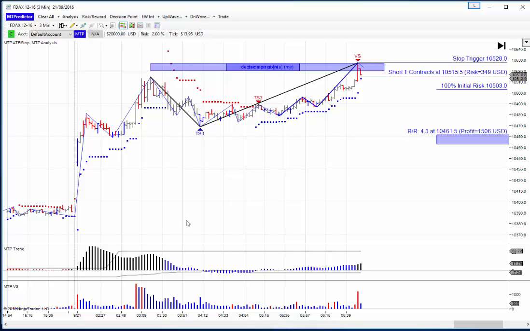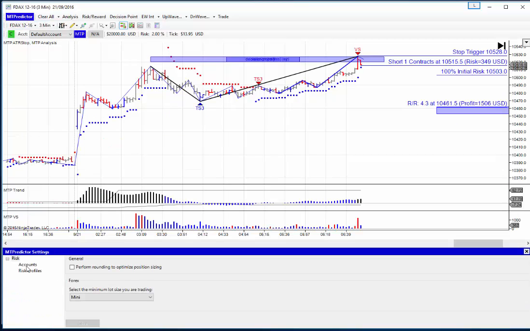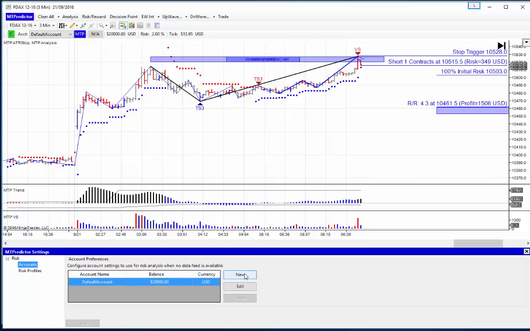So in other words, this keeps your position sizing the same and constant across different markets, even if they're traded in different currencies for your same trading account currency. You can actually set up different accounts. If you go to preferences, you see down the bottom here, accounts, you can set up different accounts.